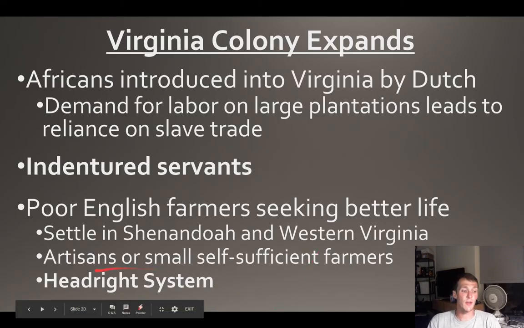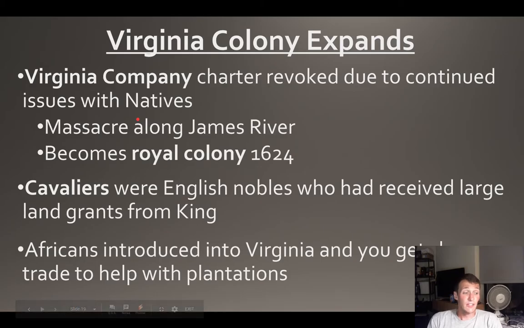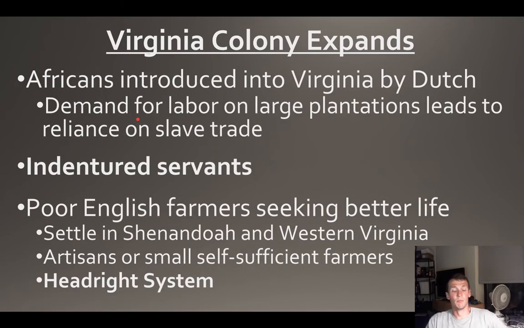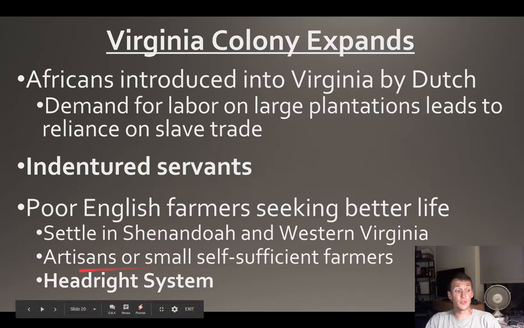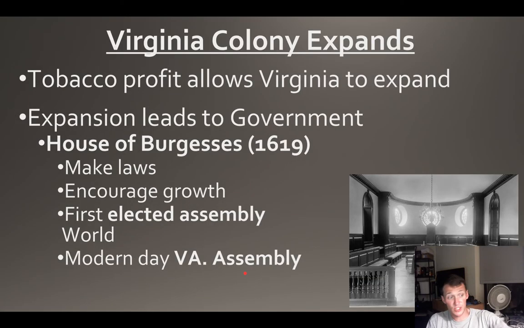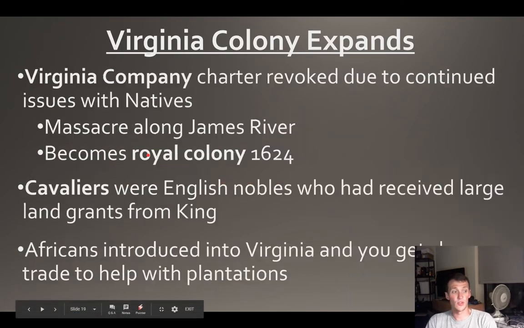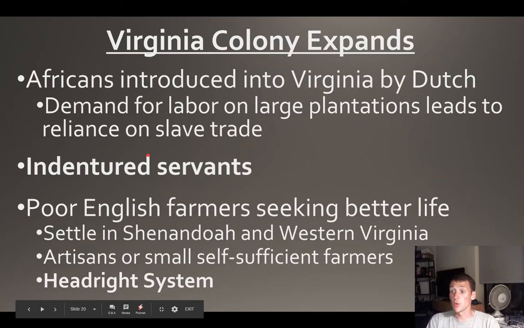So anyway, you get the headright system too, and this is basically going back to the Cavaliers and people that own property, right, and have money. Basically, if you can convince people to come and pay indentured servants to come and expand Virginia, Virginia with the House of Burgesses, right, is going to ultimately give you more land.